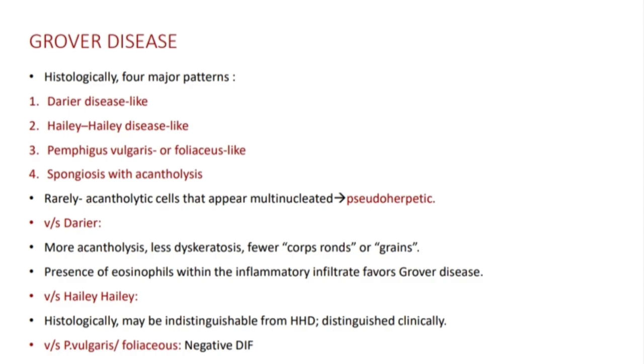When compared to Darier disease, if there is more acantholysis, less dyskeratosis, fewer corps ronds and grains, and presence of eosinophils within the inflammatory infiltrate, then it favors Grover disease. When compared to Hailey-Hailey, histologically both may be indistinguishable from each other, but they can be easily distinguished clinically. And when compared with pemphigus vulgaris or foliaceus, it can be differentiated using DIF. Grover disease has a negative DIF.